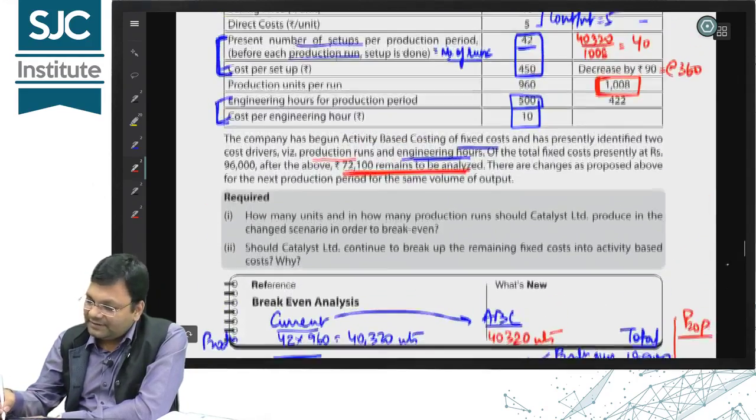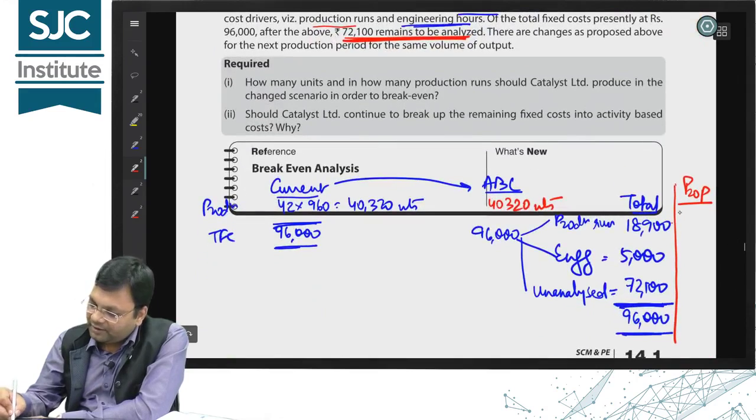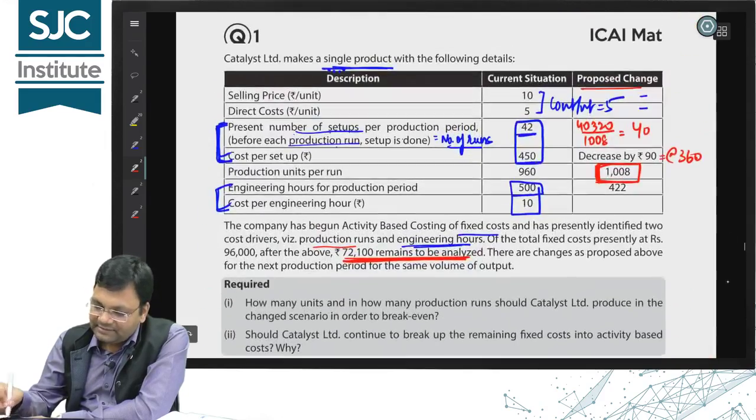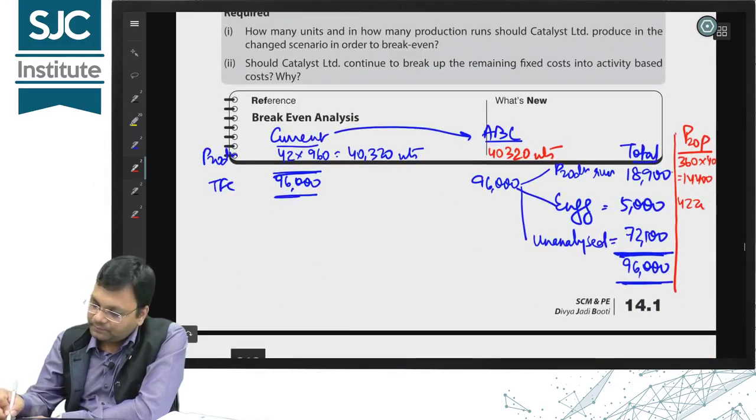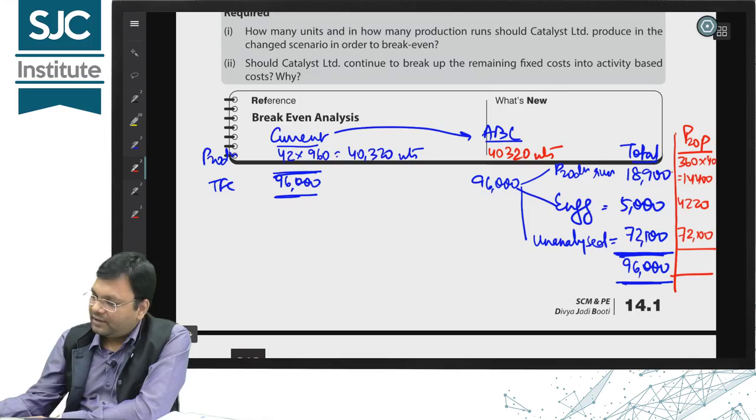So we have 360 into 40. What will be the amount here? 360 into 40 is 14,400. And for engineering they are saying that hours is being reduced to 422. Rate, if nothing is mentioned, it will be the same, 10. So 422 into 10 is 4220. And unanalyzed fixed cost, nothing mentioned, so it will remain the same. So you can see the reduced fixed cost, 14,400, 4220, 72,100. This is coming as 90,720.